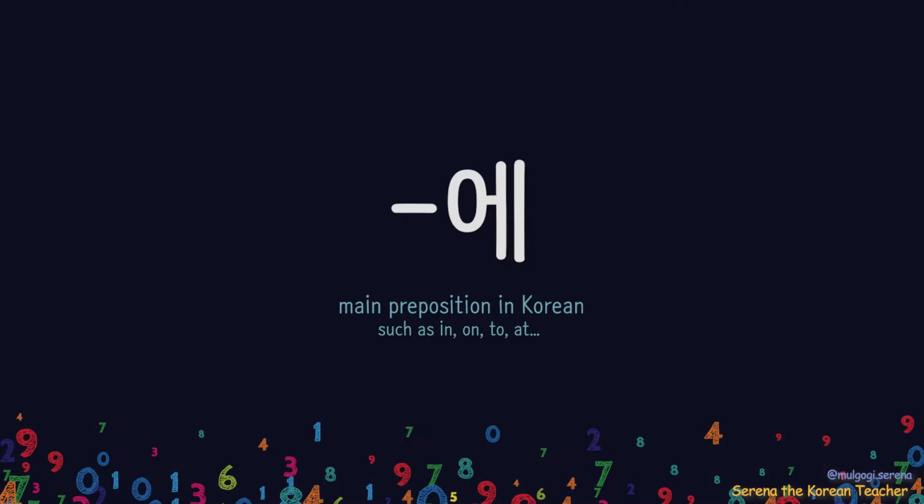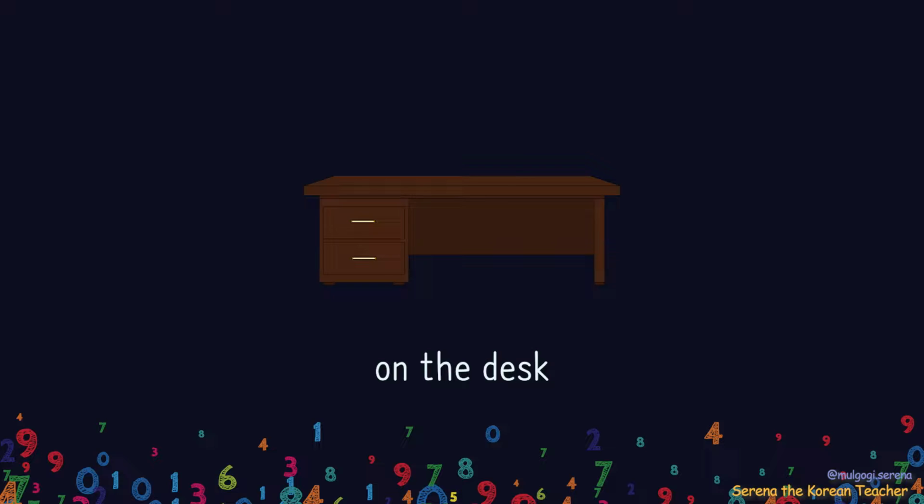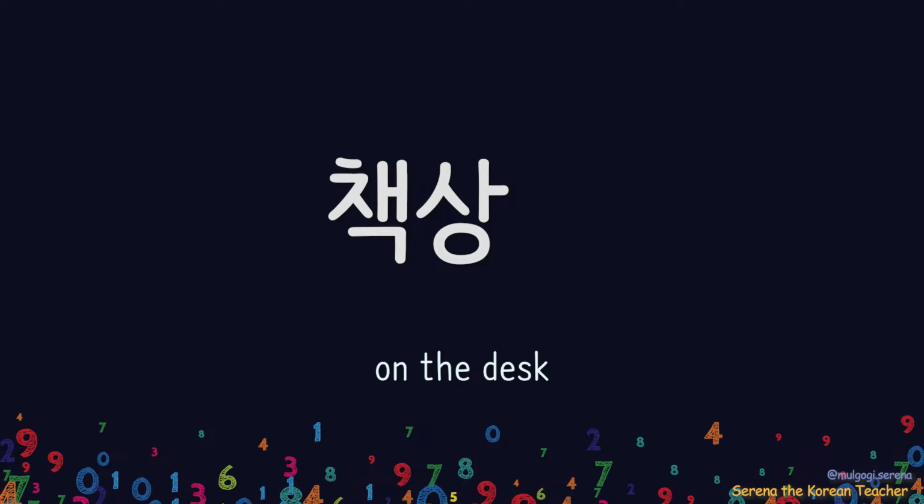Okay, so this preposition in Korean is very simple, which is 에. You just need to attach 에 right after the noun. If you want to say "on the desk," what is the desk? 책상. 책 is a place for reading a book, right? 책상 plus 에. There is no space. You have to attach it. 책상에. That's how you need to do it.